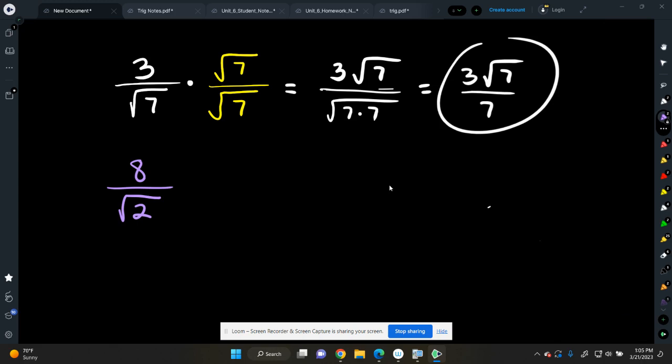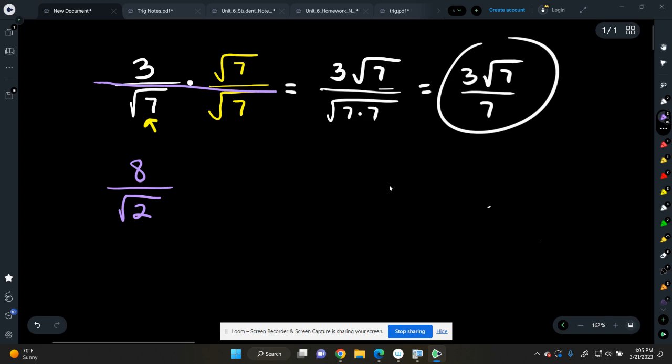So I'm trying to get rid of this radical that's in the denominator. In order to do that, I'm going to multiply the top and the bottom of this fraction by that square root. When we multiply a fraction, we go straight across the top and straight across the bottom. So then you're going to do the square root of 2 over the square root of 2 and multiply it. Yes, exactly.